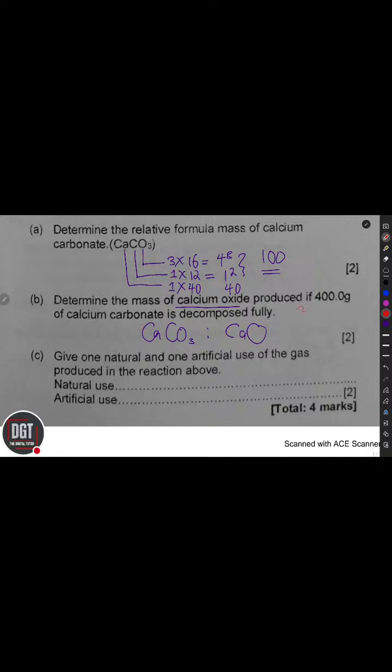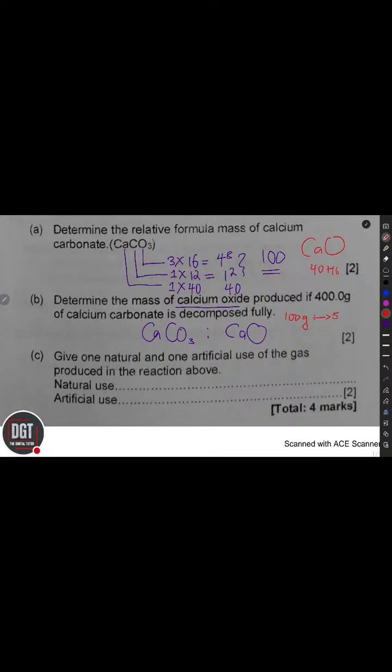So I can just put the information here. The relative formula mass of calcium carbonate we found is 100. So I'm going to say 100 grams of calcium carbonate produces what? What about calcium oxide? Calcium oxide, calcium is 40, then oxygen is 16.